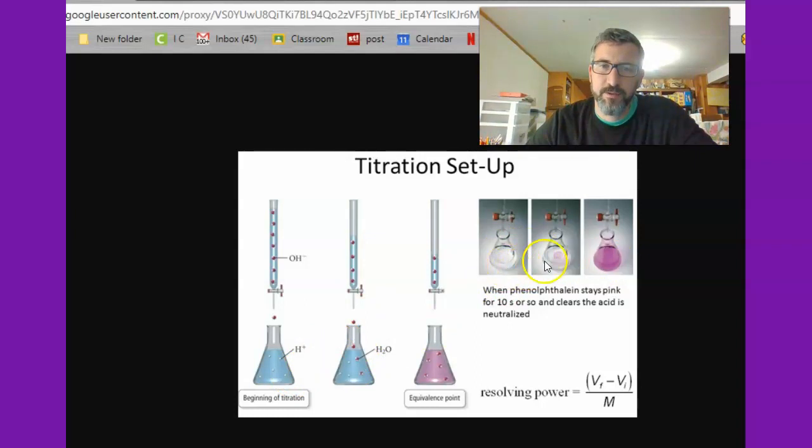What it looks like is you put an indicator in the acid. In this case, they used phenolphthalein. In the presence of an acid, phenolphthalein is clear. Yes, I said that right. In the presence of an acid, phenolphthalein is clear.